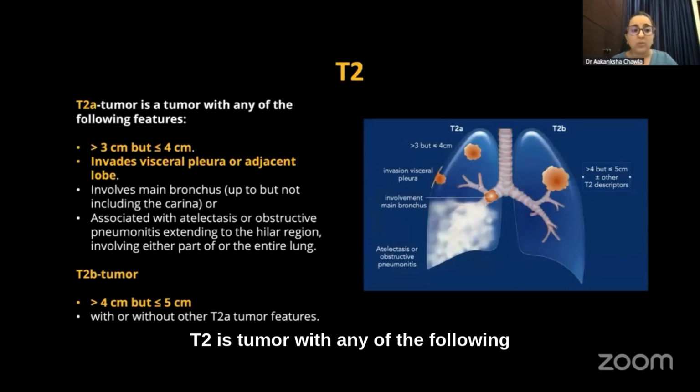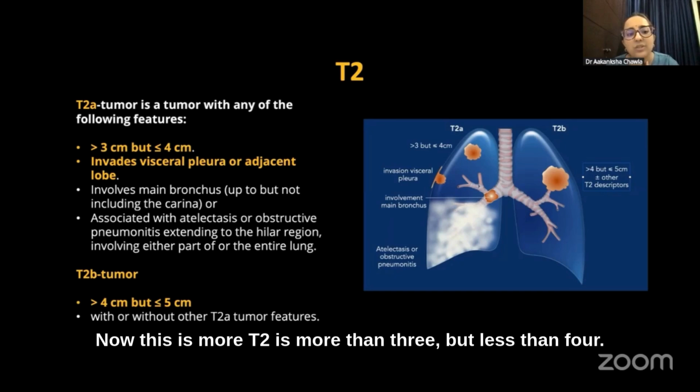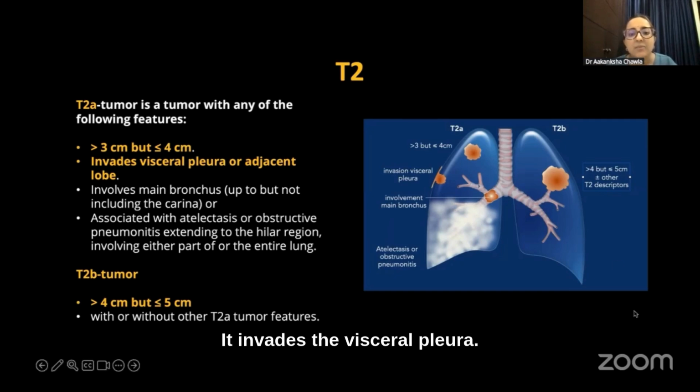Now, T2. T2 is tumor with any of the following features: more than 3 centimeters, but less than 4 centimeters. Okay, so this is a stage one after T1, which is less than 3. Now, T2 is more than 3, but less than 4. It invades the visceral pleura. It can involve the main bronchus. It can cause atelectasis or obstructive pneumonitis.